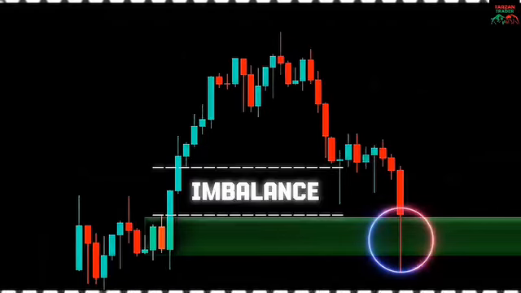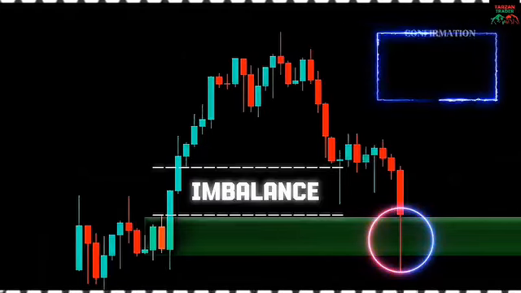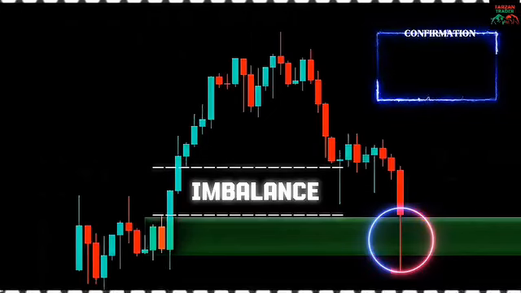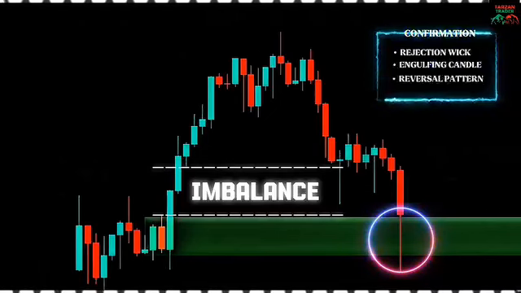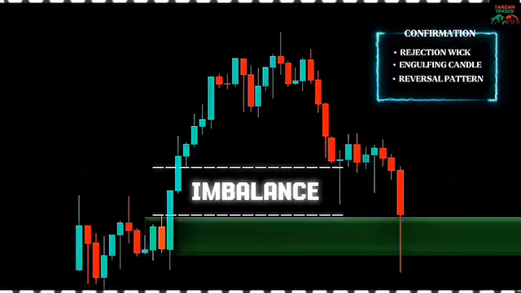Once price touches your zone, don't jump in blindly. Wait for confirmation, like a rejection wick, engulfing candle, or strong reversal pattern on a lower time frame. That's where your low-risk, high-reward trade begins.